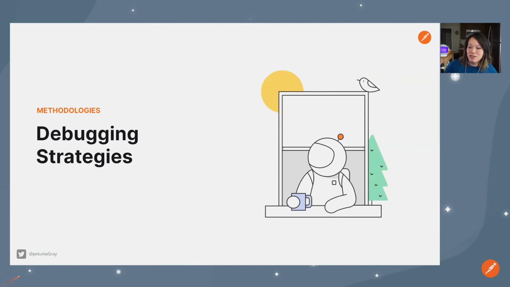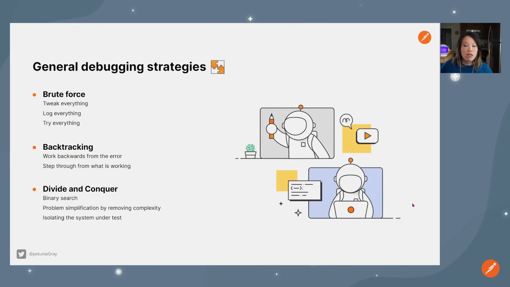I briefly mentioned it verbally, but you don't have it in front of your face. So let's talk through debugging strategies. There are lots of different debugging strategies, but I've boiled everything down into 3 general buckets on a spectrum. You start with brute force, where you're tweaking everything. You don't know what's going on.